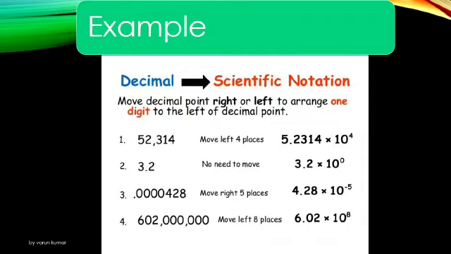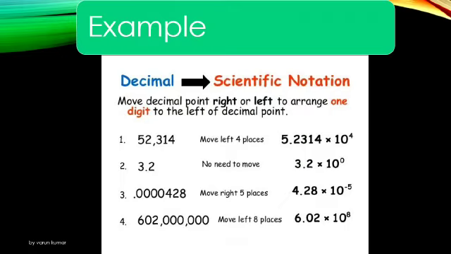See here the example 0.0000428. Now we have to shift the decimal until the first non-zero digit. We have to find the non-zero number. So we are going to shift the decimal up to how much? Up to 4, between 4 and 2. 4 is the first non-zero number. So we are going to write 4.28.